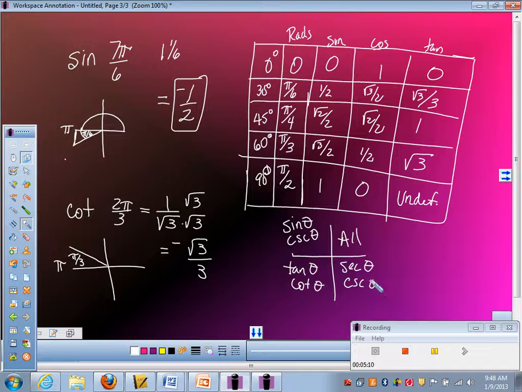I wrote that wrong. That's supposed to be cosine. I'm going crazy trying to hear. Okay. So there's your quadrants if you need to see them.